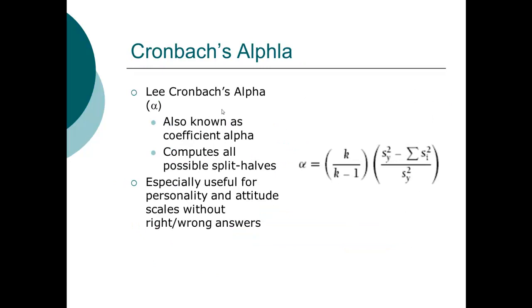And here you see your Cronbach's alpha, and this is the symbol for the Cronbach, little alpha symbol right there. This thing will compute all your possible split halves. And then they usually use this for personality testing, where there's no right or wrong answer. You're just putting in what applies to you. Normally, you and I don't give a whole lot of tests like that, but that's the formula right there for a Cronbach alpha.